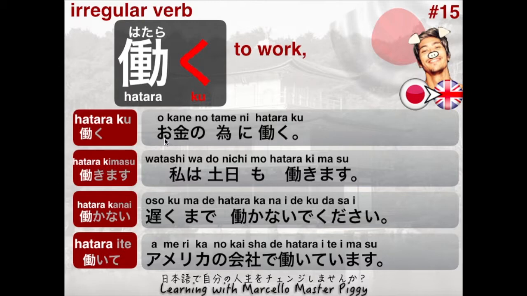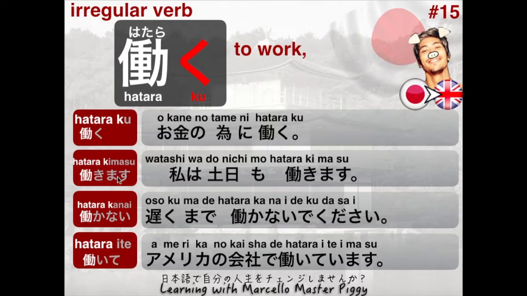So for example, okane no tame ni hataraku. Work for money. Okay? So we work for money. I want you to memorize that tame ni is something that we can use for different sentences, and it means for, or to achieve, or towards. So you could say anata no tame ni, like for you.